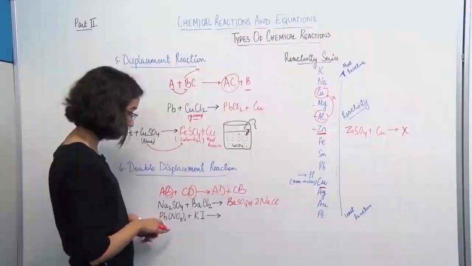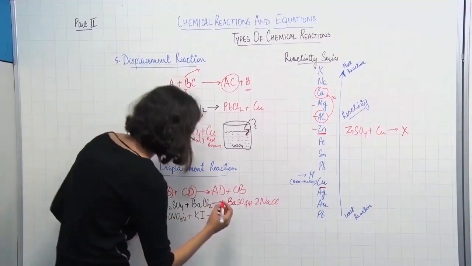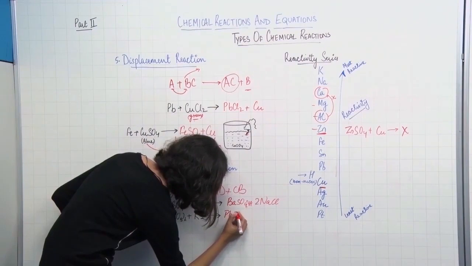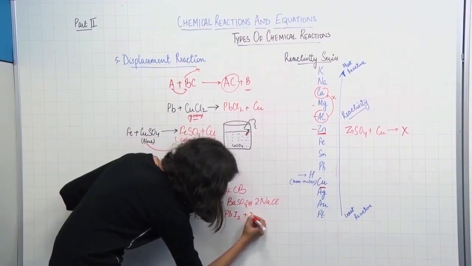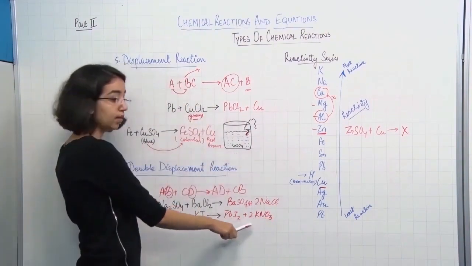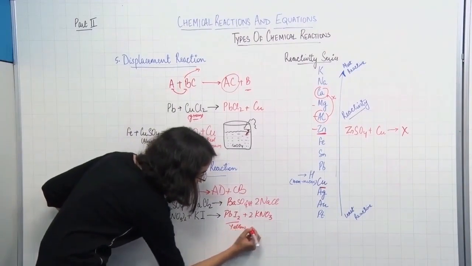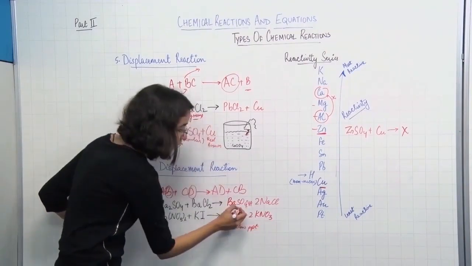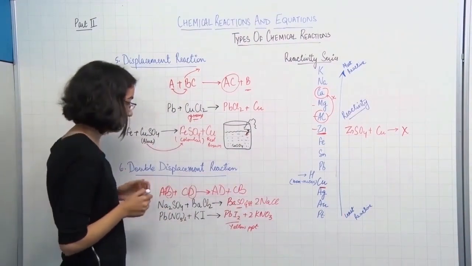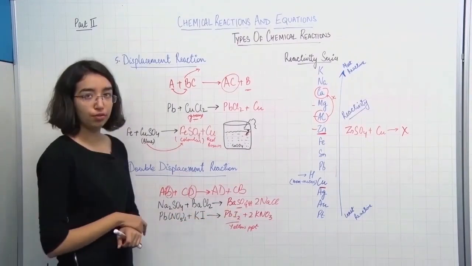Another example that we also discussed before is lead nitrate reacting with potassium iodide. So here you can see that this is a PPT, a yellow colored precipitate, and here this was a white colored precipitate. So many displacement reactions have precipitate formation because of this new compound that is being formed by the exchange of ions.